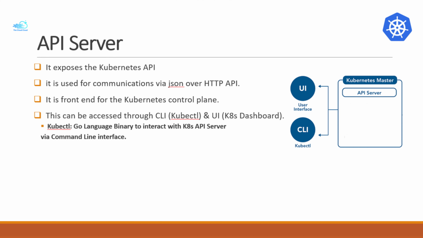We as Kubernetes users can interact with these APIs using a tool called kubectl. Kubectl is nothing but a Go language binary. It is a command line tool to interact with the Kubernetes API.